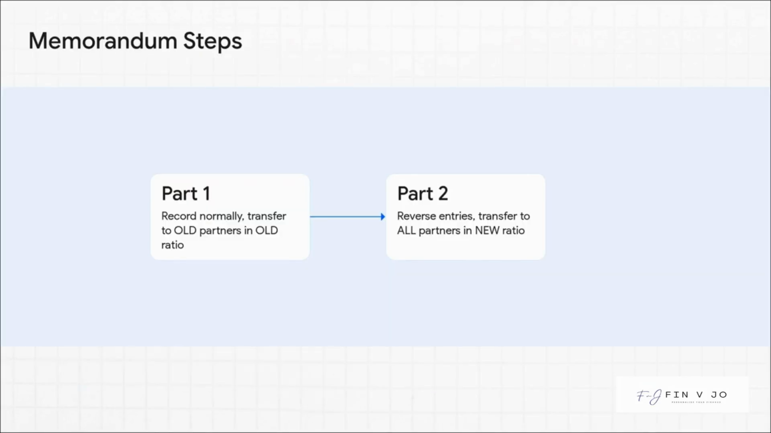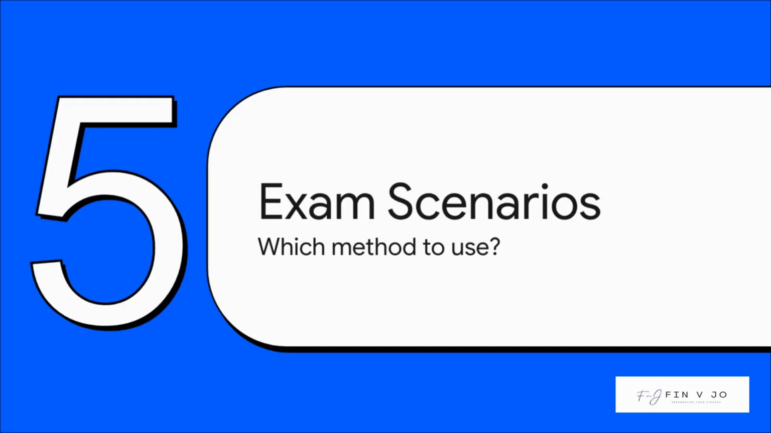To pull this off, the account is split right down the middle into two parts. In part 1, you record the revaluation of assets and liabilities normally, just like we did earlier. The resulting profit or loss from this first part goes to the capital accounts of the old partners only, in their old ratio. But here is the magic trick for part 2. To complete the double entry and keep those asset values totally unchanged in the balance sheet, you completely reverse the entries you just made in Part 1. Then, you transfer the resulting balance of the second part to all the partners, including the new one, in their new profit-sharing ratio.